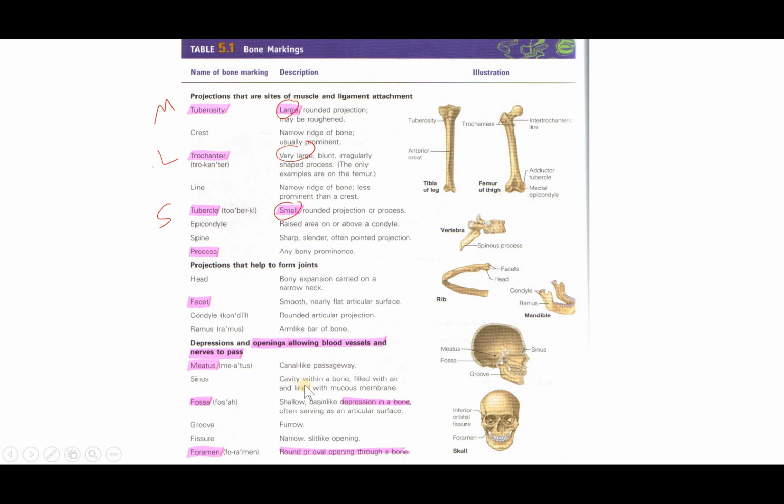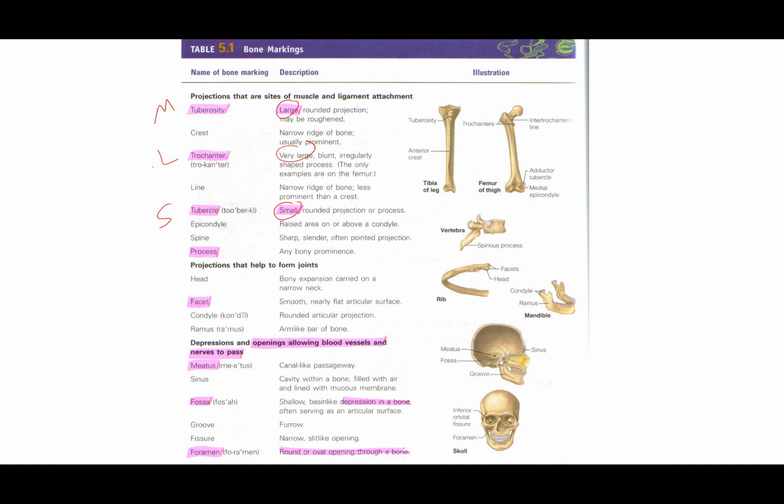A sinus is a cavity in bone that's also lined with air and mucous membrane. So we have different cavities, or sinus cavities, like the frontal sinus there and the maxillary sinus there. So your classic sinuses are basically about where your eyebrows are and below your eyes. When you get a so-called sinus infection, that's the area that gets inflamed.